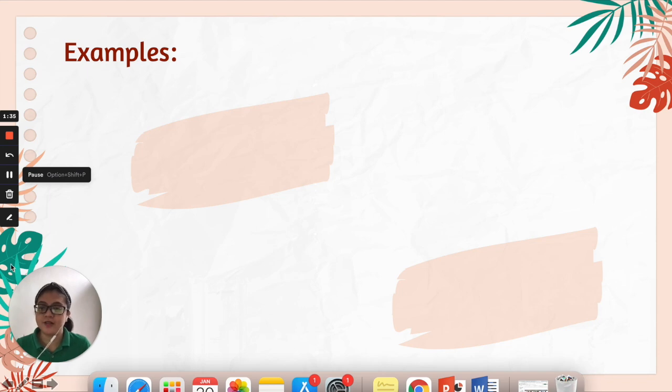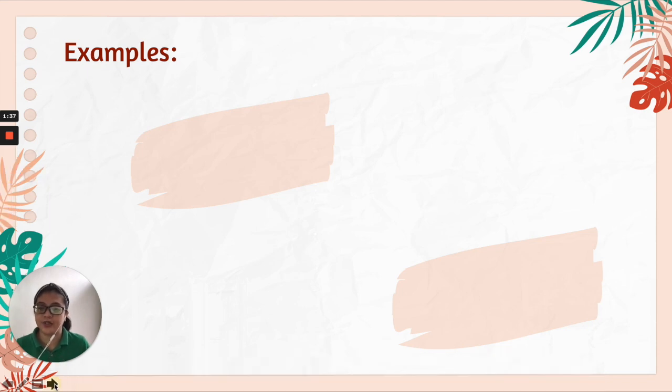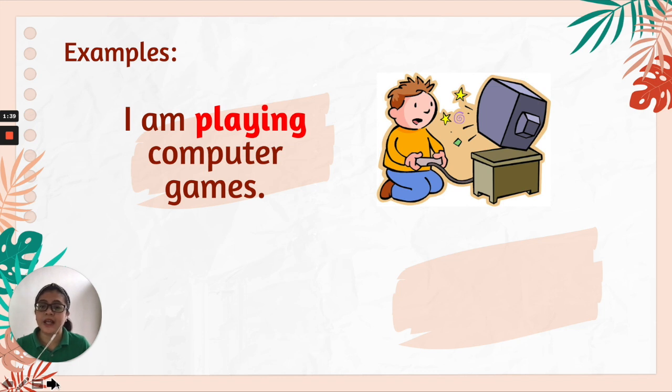Examples of this ing form of the verb is I am playing computer games. As you can see, the boy is currently playing computer games. The word play here is your verb, but then ing is added at the end of the verb because it is currently being done.